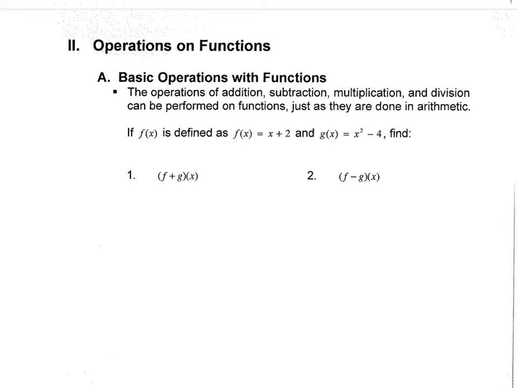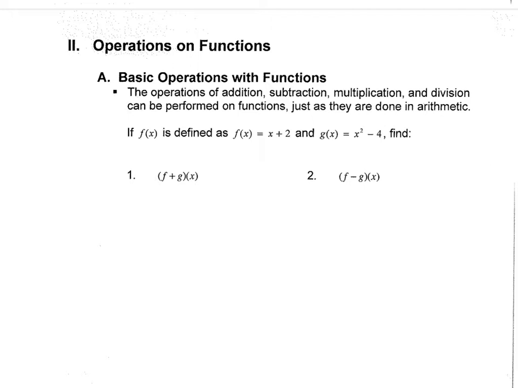Today we're going to continue on with functions. We're going to learn two things in this video. The first thing we're going to learn is basic operations with functions, and then we're going to go on to compositions. Take a moment right now, pause the video, copy all the directions in the first two examples, and then come back and be ready to go.